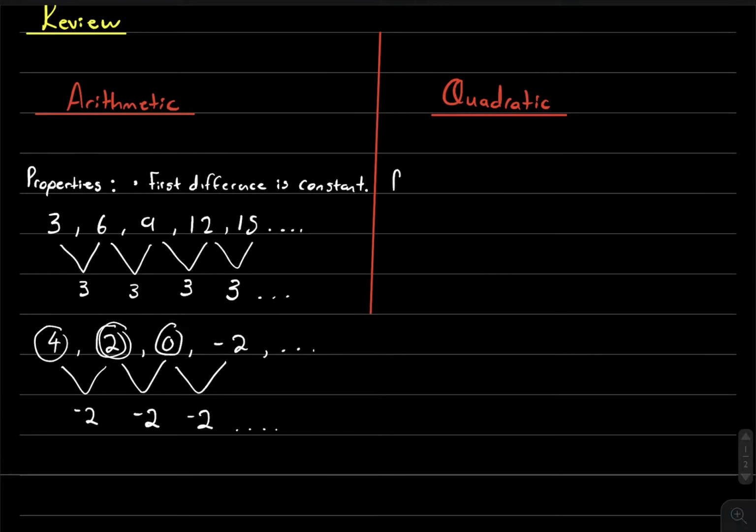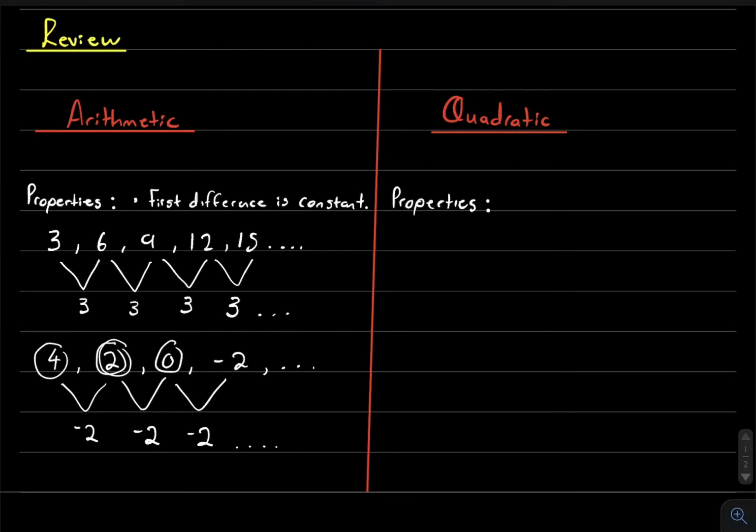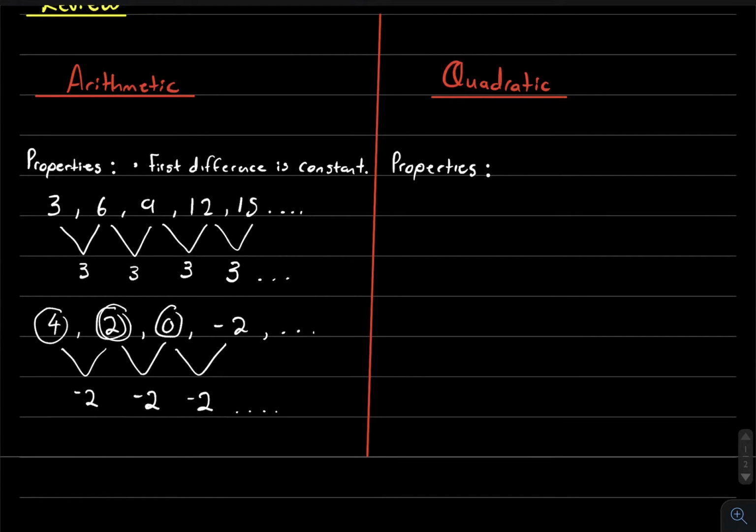Let's look at the properties of quadratic sequences. So let's extend this divider a bit. Okay, so for quadratic sequences, let's see what the properties are. Let's look at an example. Let's say we have a sequence that looks like this. We have 2, 3, 5, 8, 11, and so on.